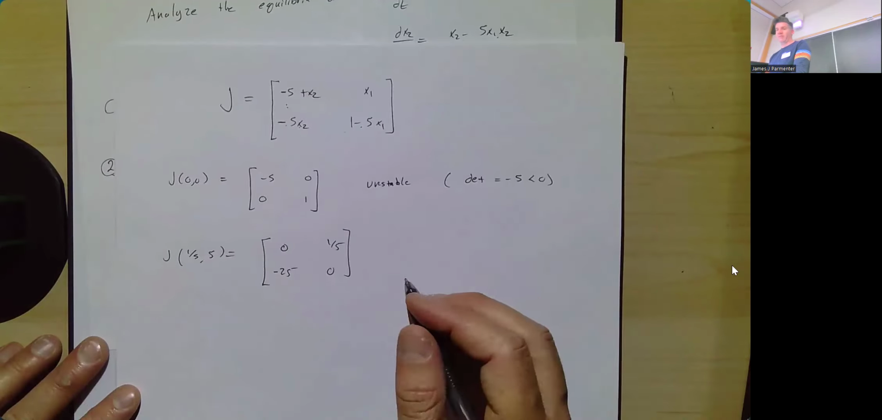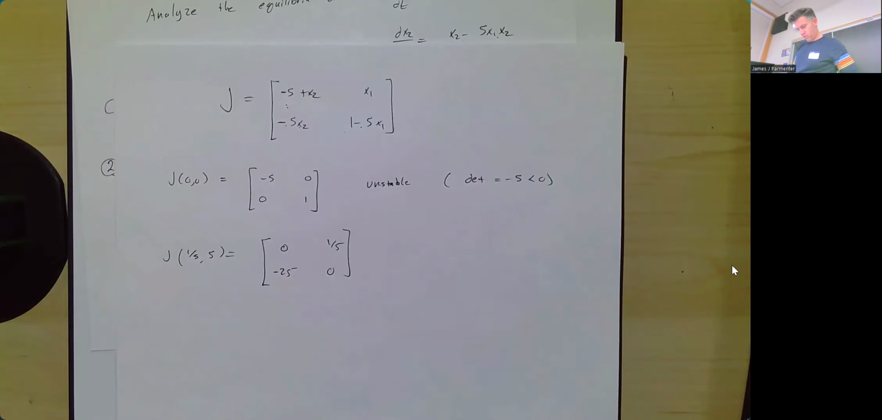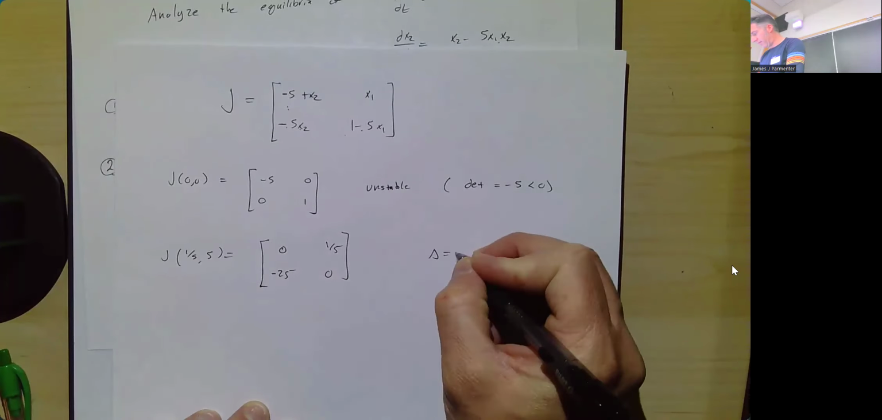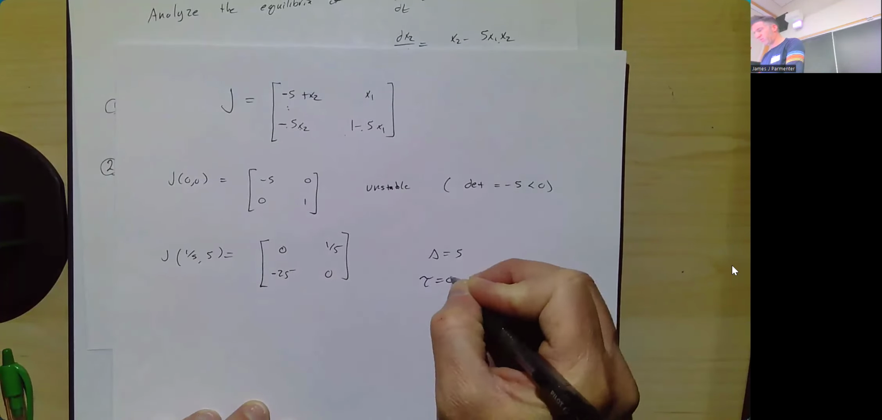So here I find the eigenvalues, and let me just look at my notes here. Yeah, this one's funky. Sorry. I don't love that. Yeah, so let's just, sorry, my determinant's 5, the trace is 0.